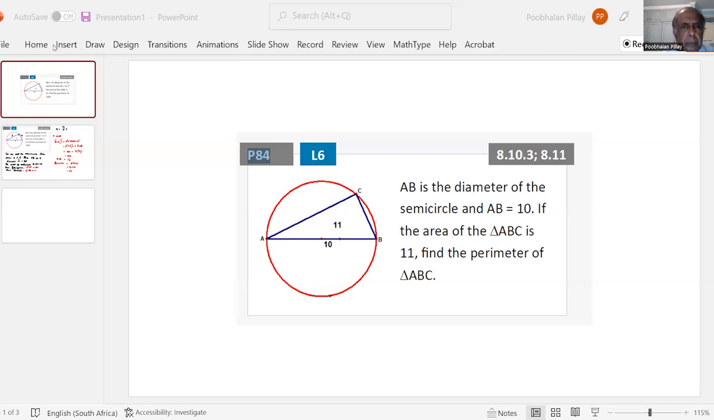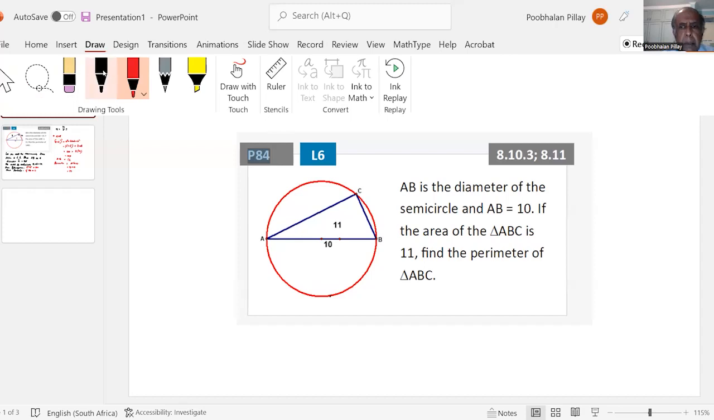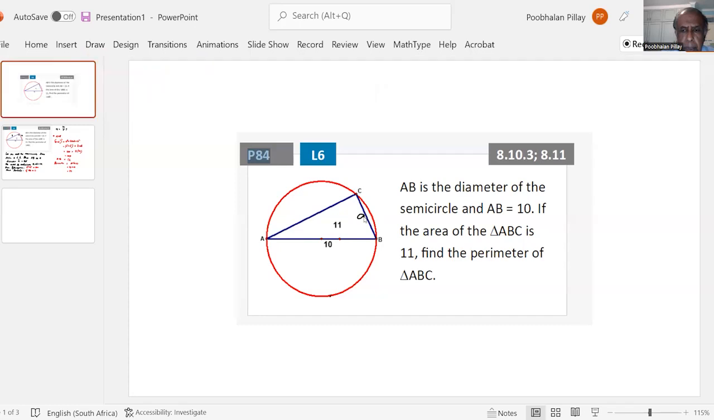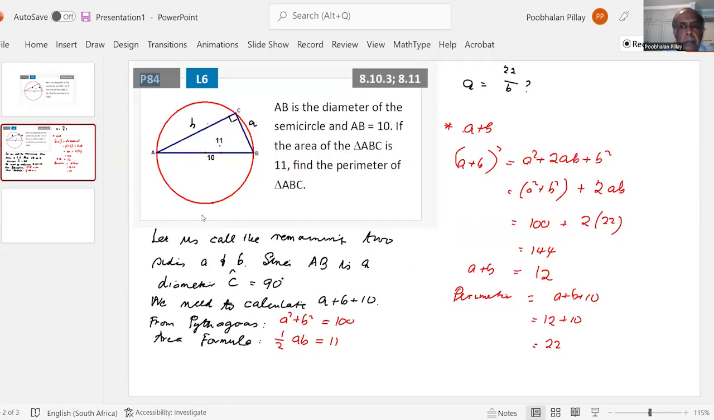Now, what do you mean by the perimeter? The perimeter is a sum of the sides, the total distance along the sides. So we've got one side here, and then you have another side which you don't know. Let's call it A, and then there's another side here which is B. So essentially, you need to calculate A plus B plus 10. That is the perimeter. So that's the problem. Okay, so as we said, we'll call the remaining 2 sides A and B.